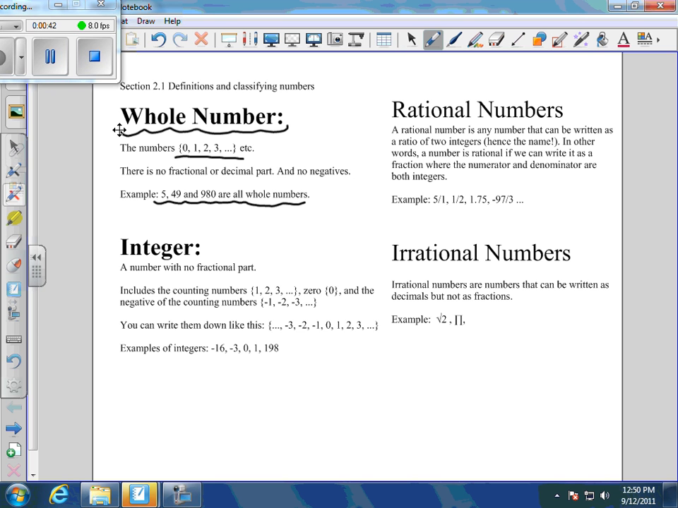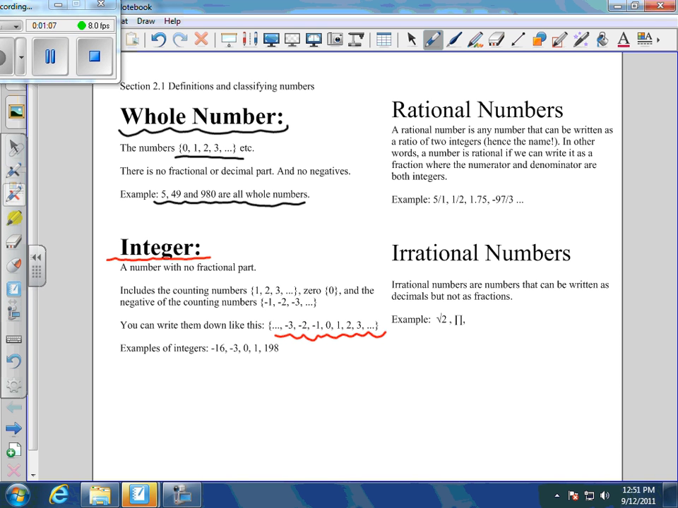The second set that we're going to look at is the set of integers. Okay, an integer is a number with no fractional part. It includes the whole entire set of whole numbers, but it also includes the negative numbers as well. Integers can be placed into categories as -3, -2, 0, 1, 2, and 3.